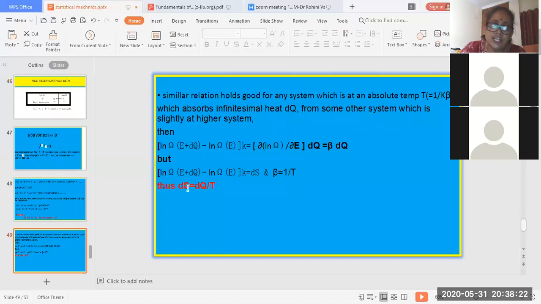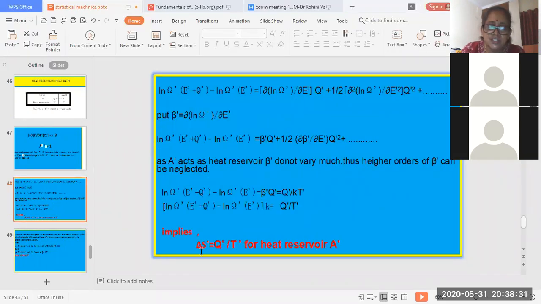If the change in energy is very small, I can write it as a differential change of entropy. If the change in energy is comparatively large, it is not very small, so at that time I can write the difference as delta S dash. So delta S dash is equal to Q dash divided by T dash.